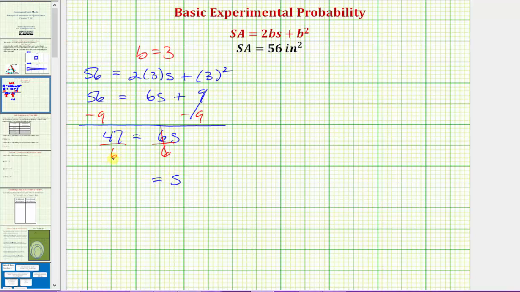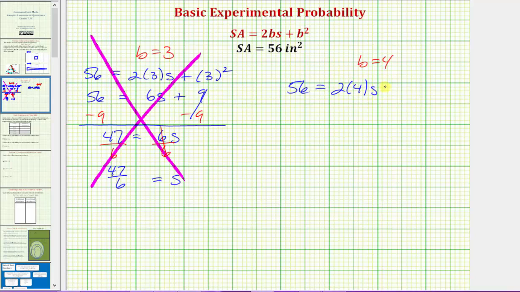But notice how 47 divided by 6 is not a whole number, which means this is not going to help us solve our problem. So we can go ahead and just stop here and say s equals 47/6, which again does not help us solve our problem under the given conditions. So let's try b equals 4. If b equals 4, we'd have the equation 56 equals 2 times 4 times s plus 4 squared. Simplifying, 56 equals 8s plus 16.